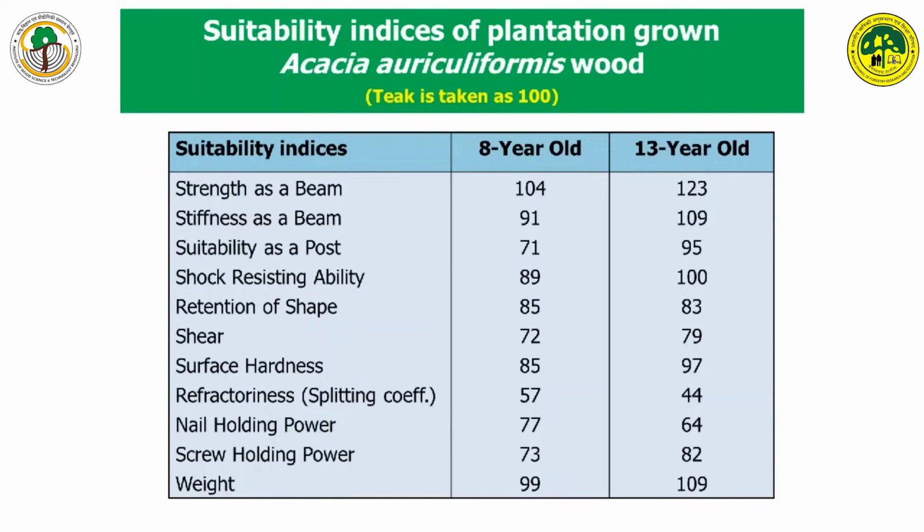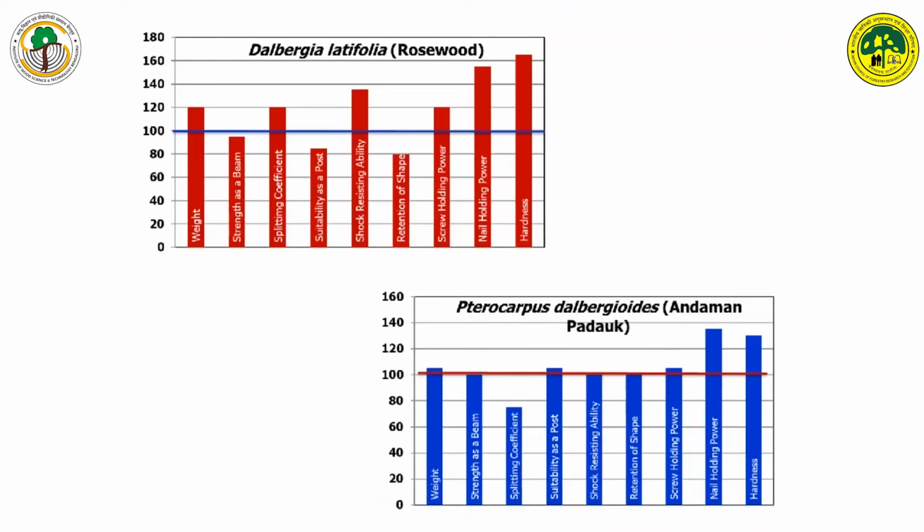Here, I have shown the suitability indices for the Acacia auriculiformis wood of two different ages, 8-year-old and 13-year-old. Teak is taken as 100. So we can see many of the wood properties are better than teak, because teak is 100. If something is more than 100, it is better than teak, and if it is less than 100, it is inferior to teak. So for Acacia auriculiformis wood, many properties are better, but a few properties are inferior to teak wood.